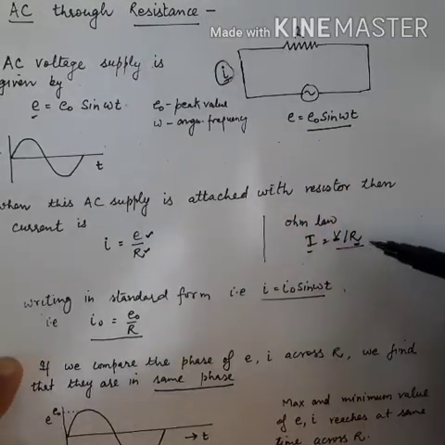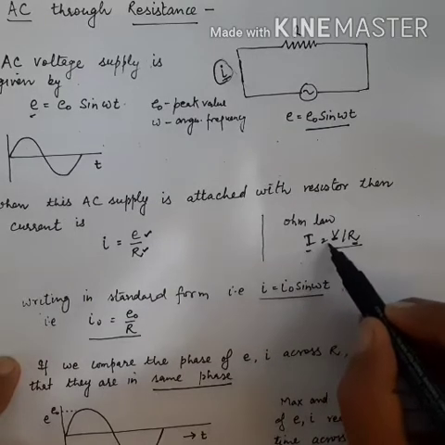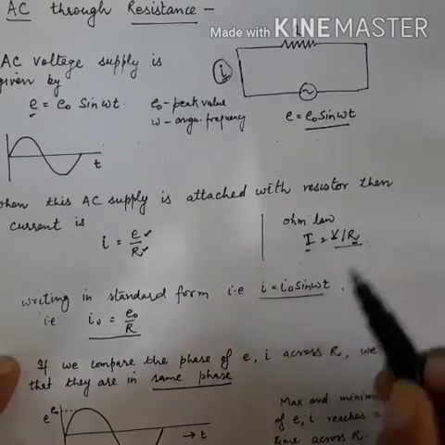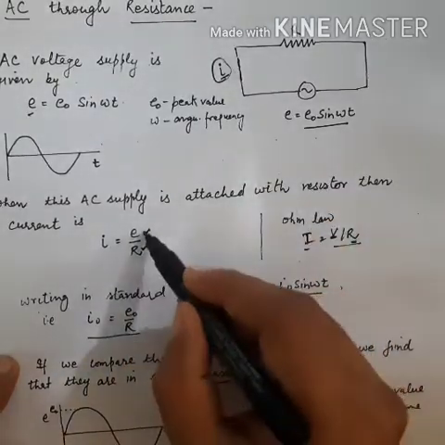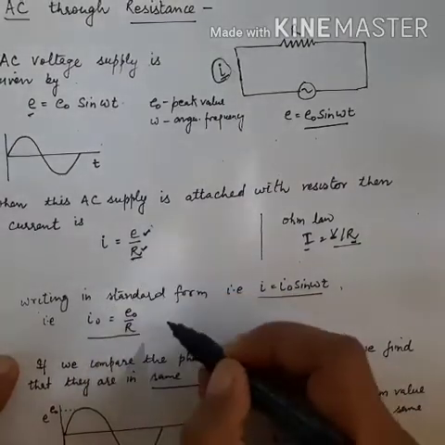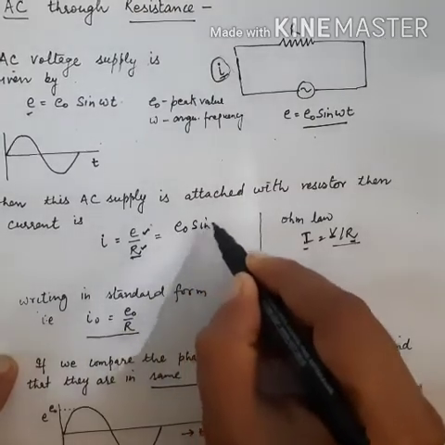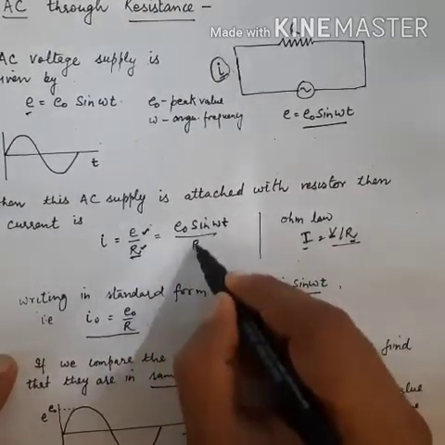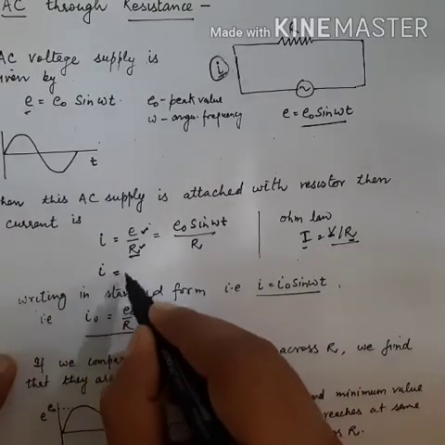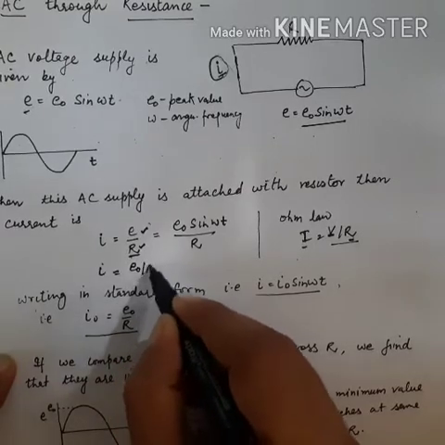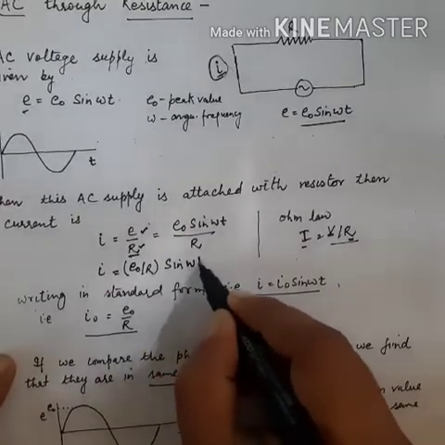Now, to calculate the current, we use Ohm's law. According to Ohm's law, current is equal to V by R. So current will be equal to the voltage supplied, that is E, divided by R. If you put in the value, what we get is E naught sine of omega t divided by R. Just rearranging the terms, I is equal to E naught by R, and sine of omega t.